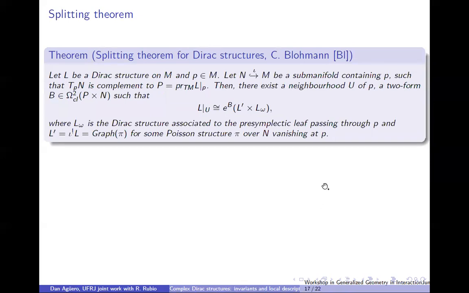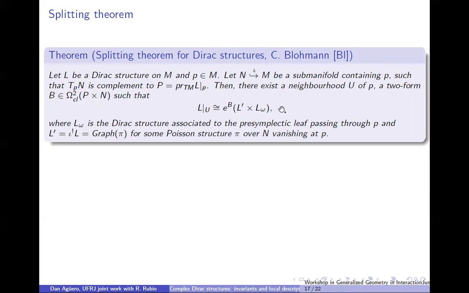So now I will go to the splitting theorem of this complex Dirac structure. That is the local structure. So recalling a few results given by Bursztyn for Dirac structures, he gave a splitting theorem for Dirac structures that is the following. We have an L Dirac structure and a point on the manifold, and a submanifold N containing the point, such that the tangent space of N is complementary to the image of the anchor map of L. Then around the point, there exists a two-form B that is closed, so that L is equivalent to a gauge transformation of L prime times L omega.